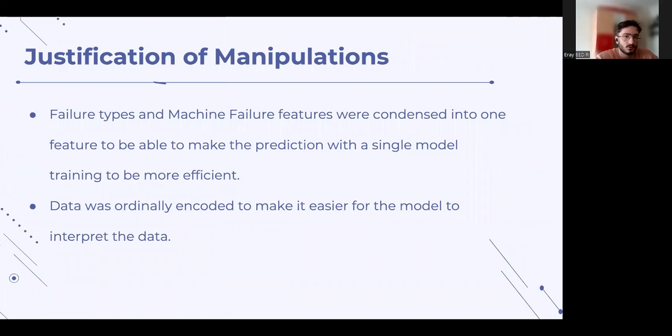Our justification for these manipulations is that it was easy to interpret the data, and we can use a single model to train on the data. Next slide, please.